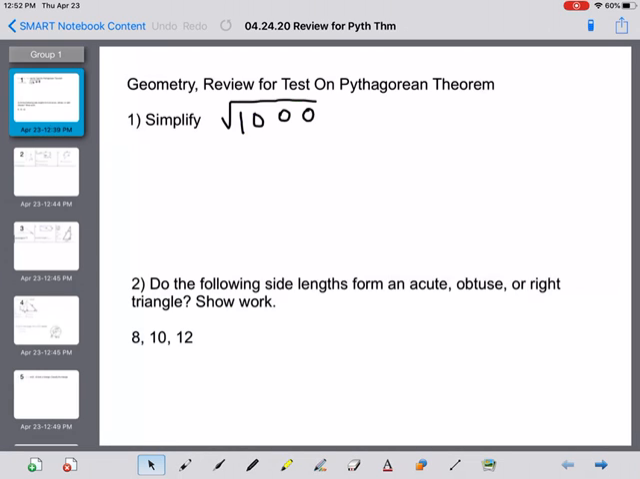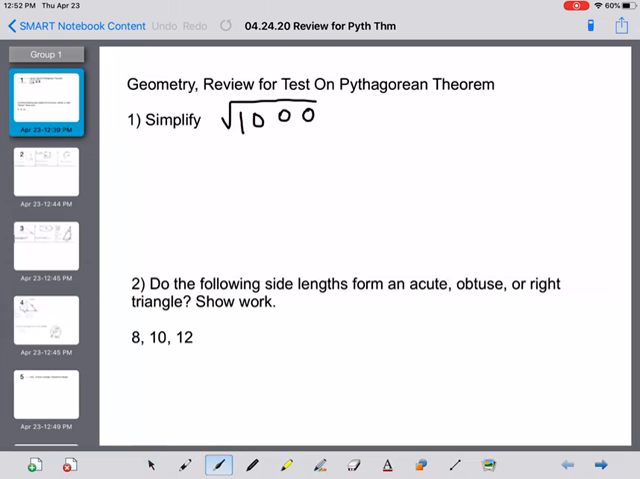So, for each problem, I want you to pause, try the problem, then press play, and then continue in that fashion. To get credit for today's work, just upload the last problem that we do. That's all you need to do.